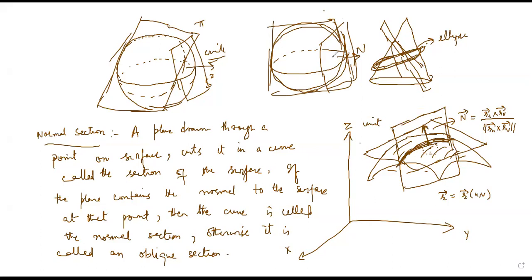But if it does not contain, suppose कोई ऐसा plane है which does not contain the surface normal at that point, so it again would be a circle, but it won't be the great circle. So oblique section जो यहाँ पे होगा, it would be a circle, but not the great circle. But normal section जो होगा, it would always be the great circle. So of course now पहली बात तो ये कि normal section is a curve on a surface.